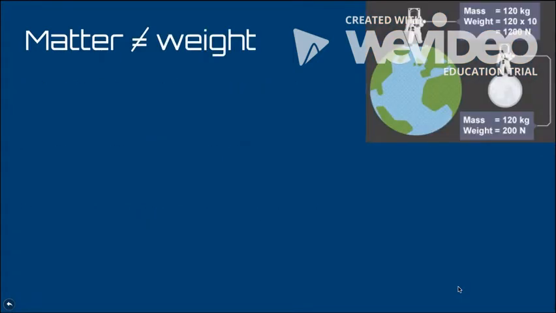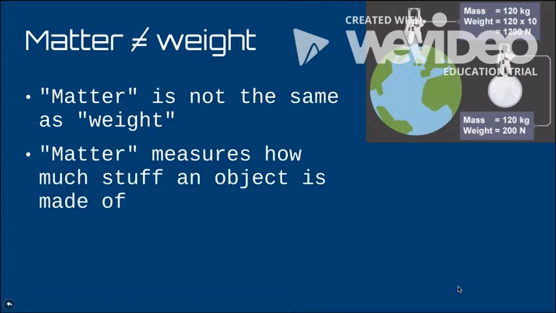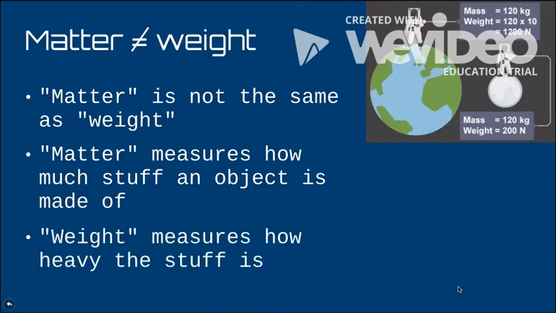And something that's important to clear up right now is that matter and weight are not the same, even though we use a scale to measure both. All right, so on a very technical level, they're not the same and they're slightly different from each other. Matter just measures how much stuff there is in an object, whereas weight measures how heavy it is, or in physics terms, you could say how much force it takes to lift it.